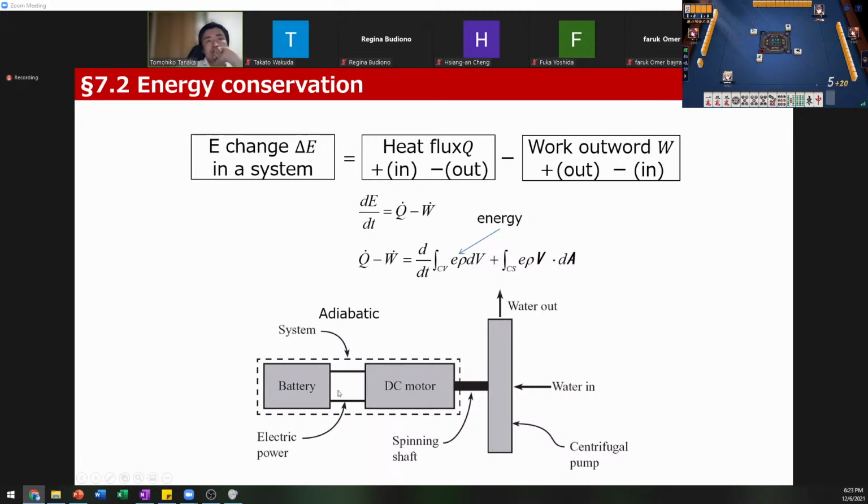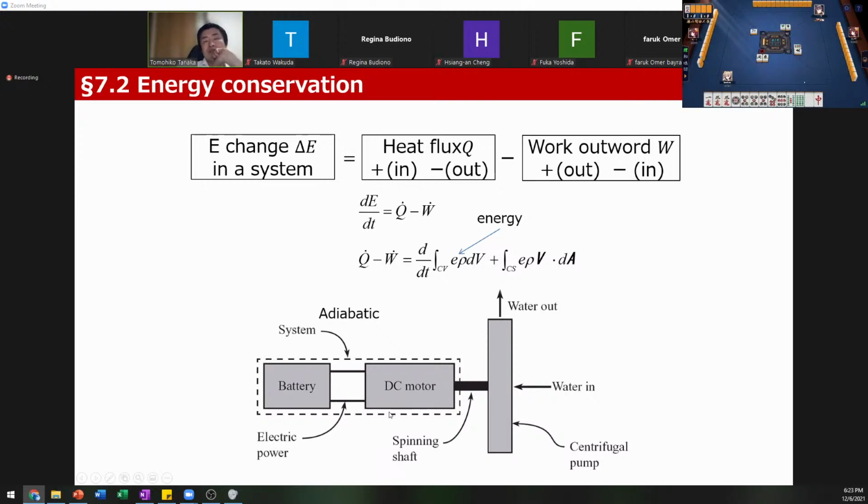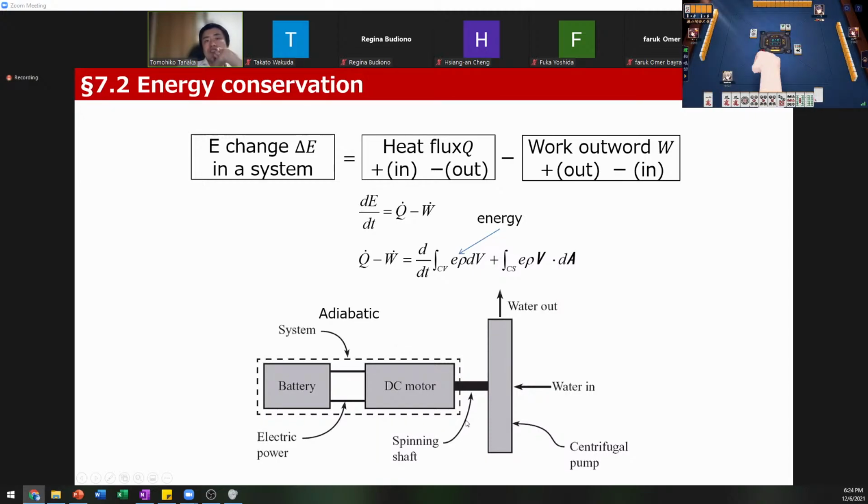So for example, this is a system, and there's a battery and DC motor. The battery inputs the electric power to the motor, the DC motor, and then spins the shaft. And then water comes in and out, which is a centrifugal pump. So this is a system, and you can describe the energy conservation equation using this equation, okay?